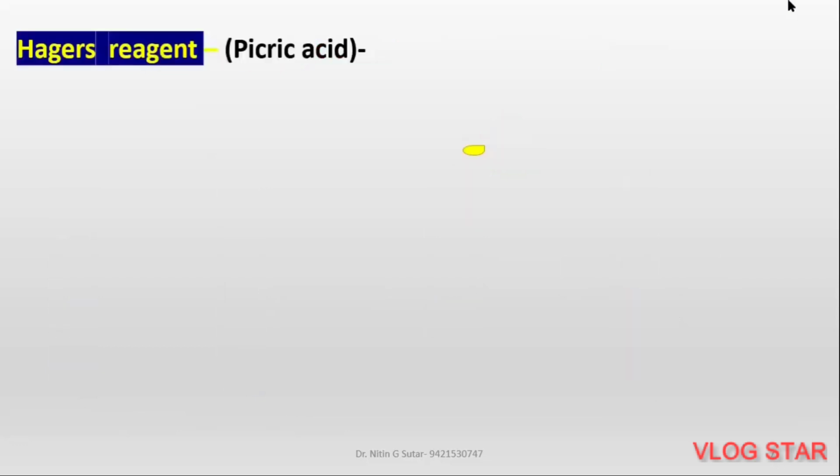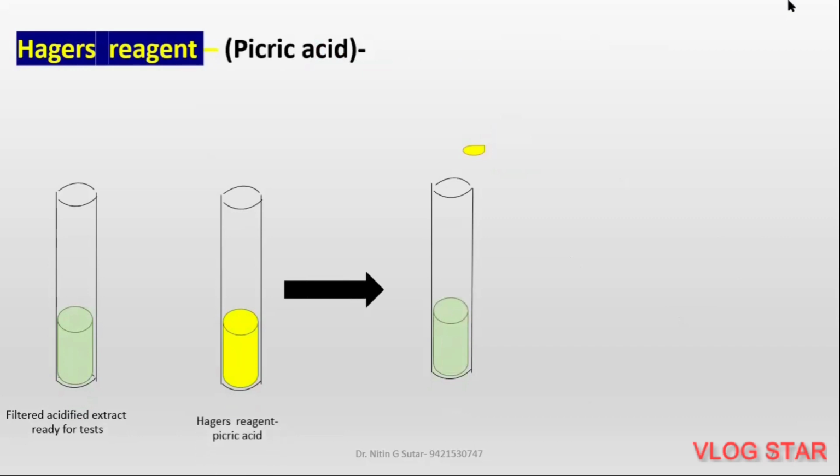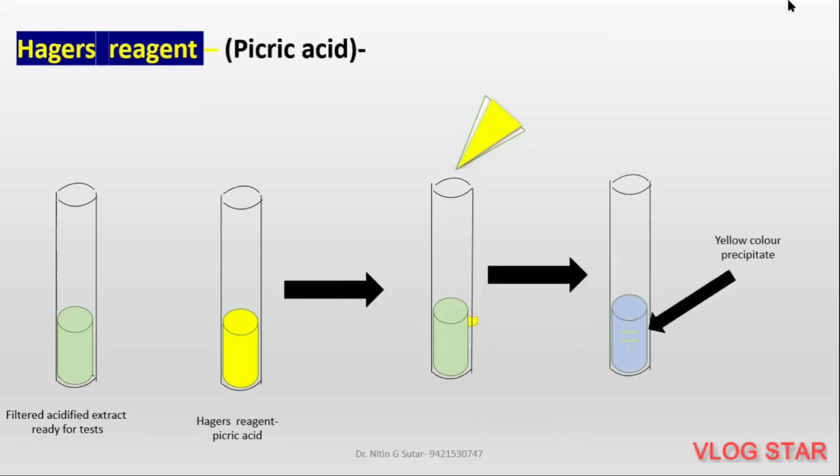The second test is Hager's test, where picric acid is the principal active reagent which is responsible for the precipitate formation. To the acidified filtrate which was prepared initially, you are going to add Hager's reagent, adding it from the side, where the precipitates are formed. Yellow colored precipitates are observed, right? That indicates that alkaloids are confirmed.